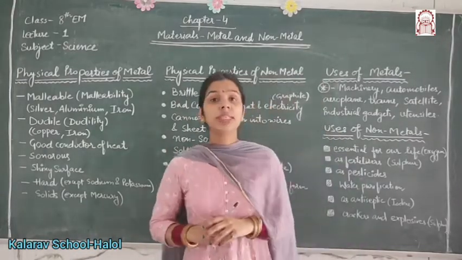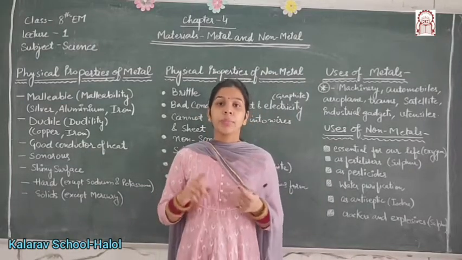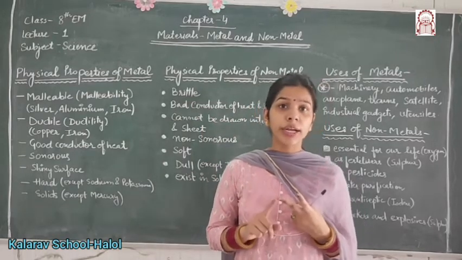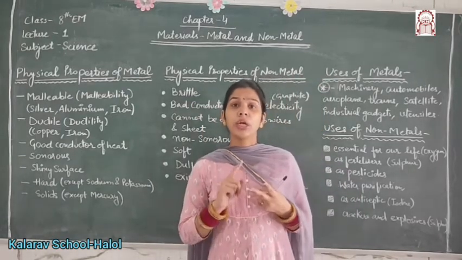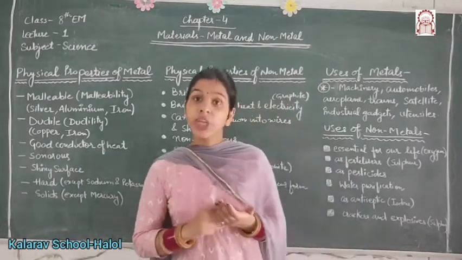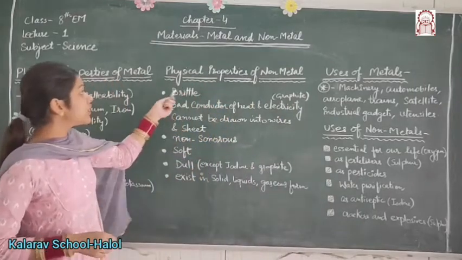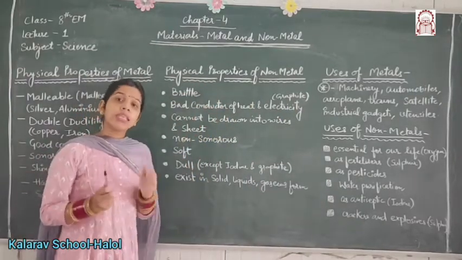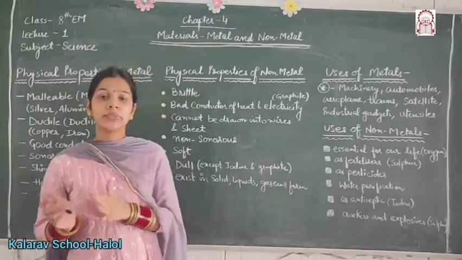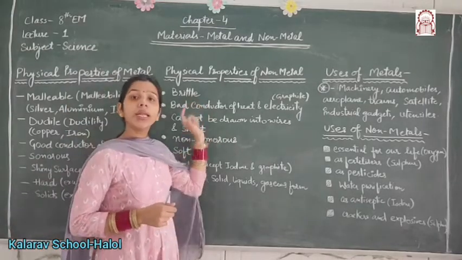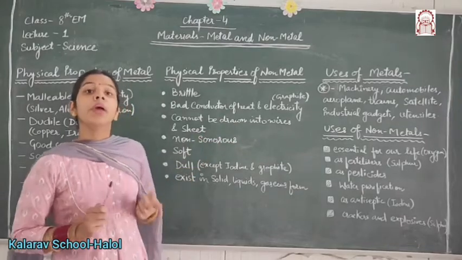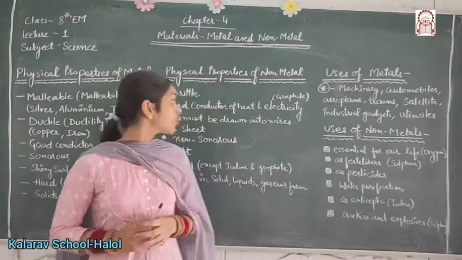So here are the physical properties of metals. Metals are malleable, metals are ductile, metals are sonorous, metals are solid, metals are hard, metals are good conductor of heat and electricity. Metals have shiny surface. So next is physical properties of non-metals. As we strike or hammer the non-metal, they break into parts, which means non-metals are brittle in nature. They cannot be drawn into wires or sheets. So non-metals are brittle in nature.